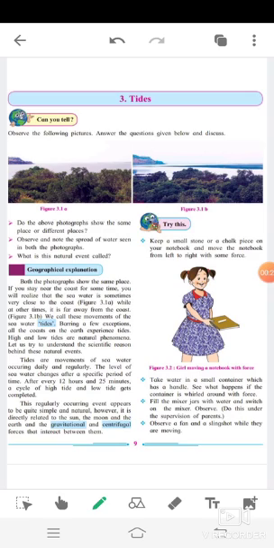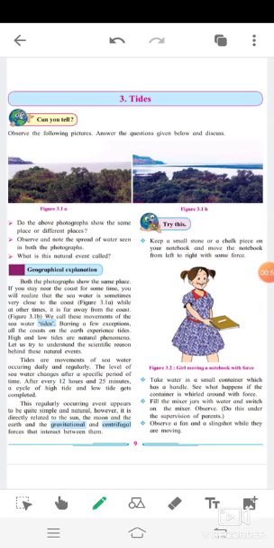Geographical explanation. Both the photographs show the same place. If you stay near the coast for some time, you will realize that the sea water is sometimes very close to the coast, Figure 3.1a, while at other times it is far away from the coast, Figure 3.1b. We call this movement of the sea water tides.